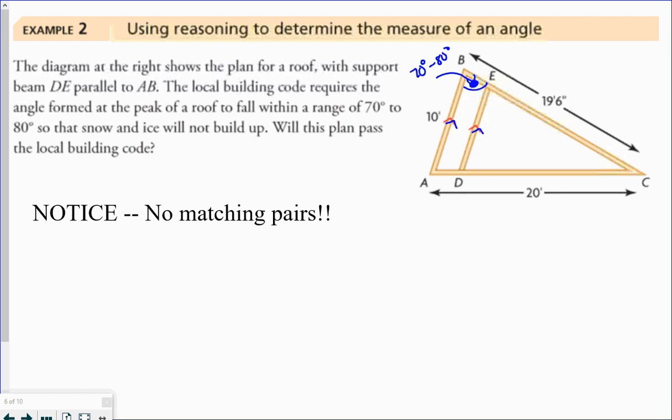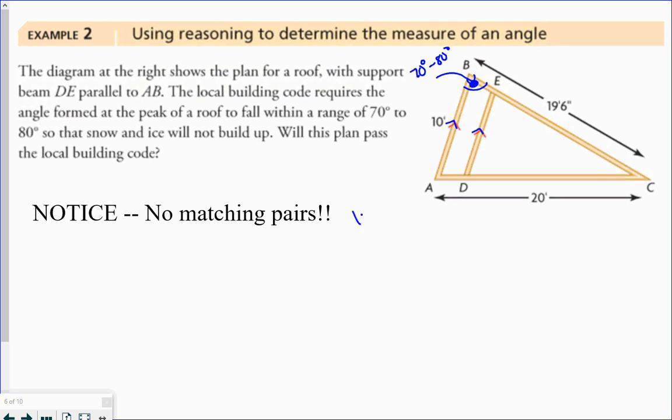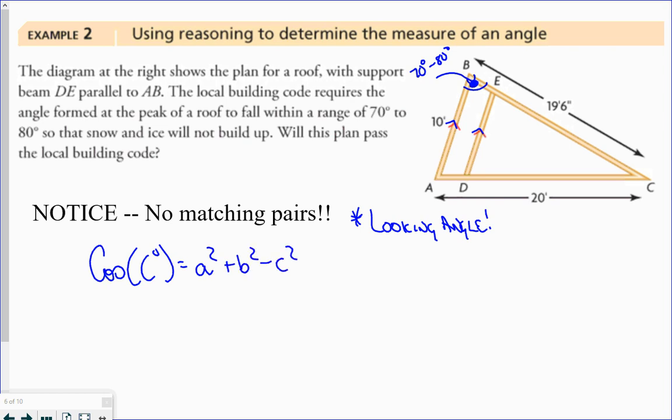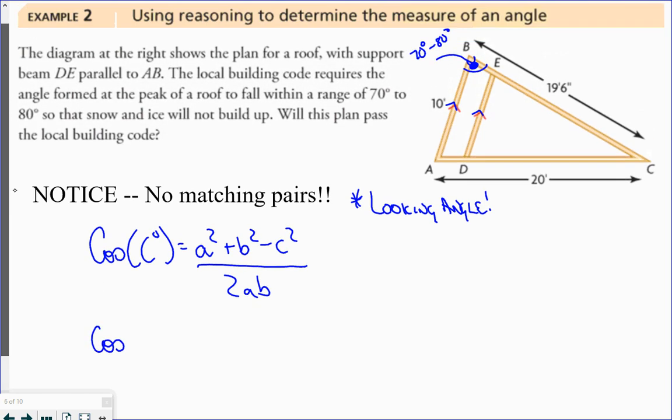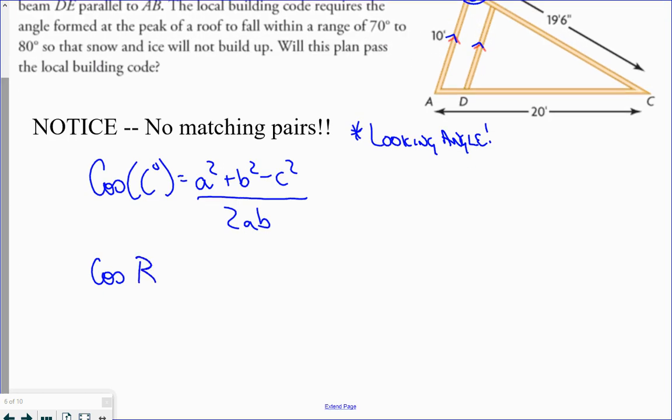So this time we're looking for an angle, so I'm going to use the angle formula for cosine. I'm just going to write it out here. Again, you're going to have it on a page. Okay, so I'm just going to write cos, what was the angle there? It was letter B, so I'm going to go cos B.